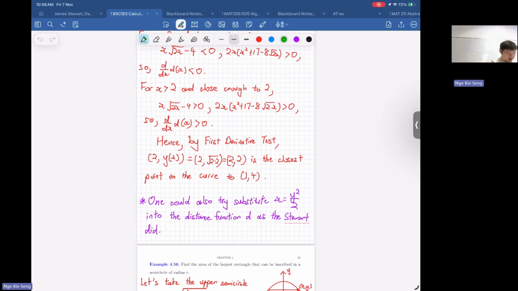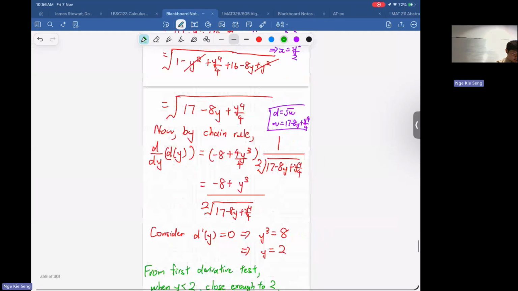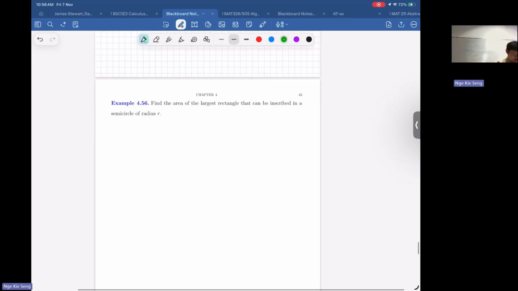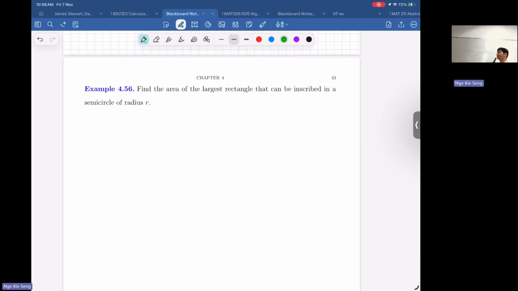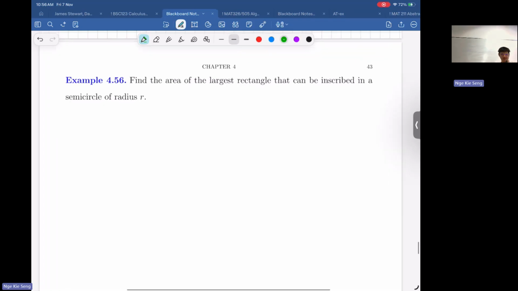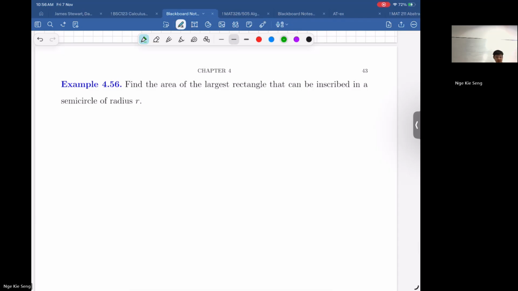Okay. And then one last one is a similar inscribing question, so maybe I will just skip the steps. Let's talk about the picture first, and then we can take a break. Okay, so find the area of the largest rectangle that can be inscribed in a semicircle.